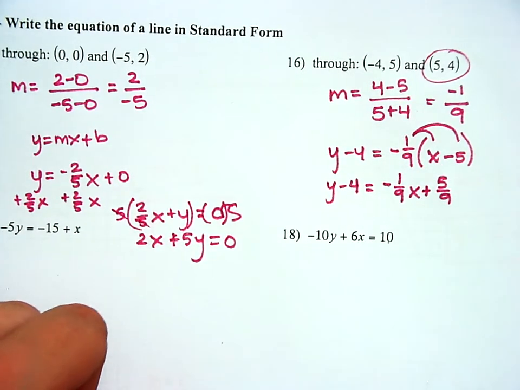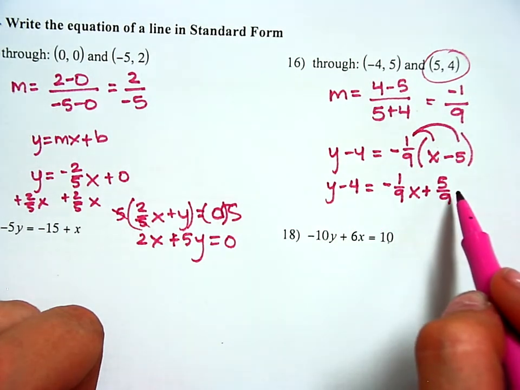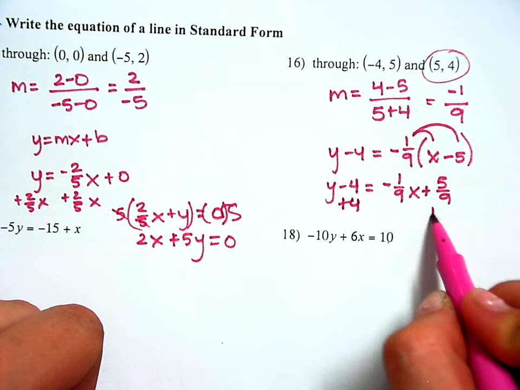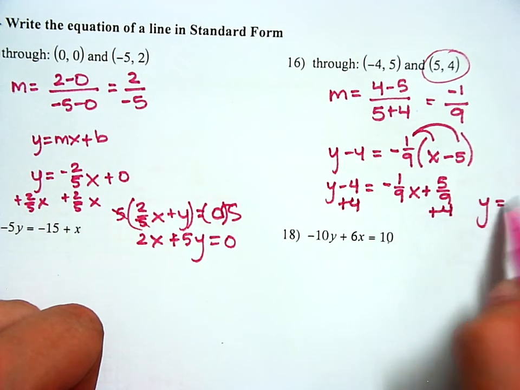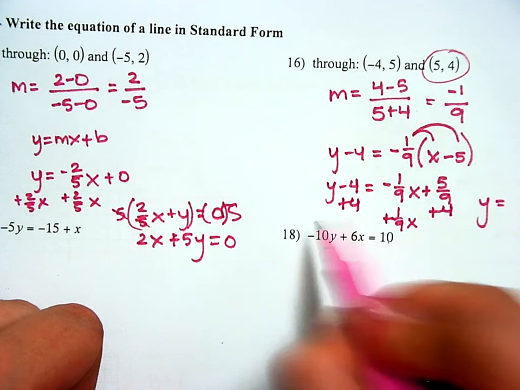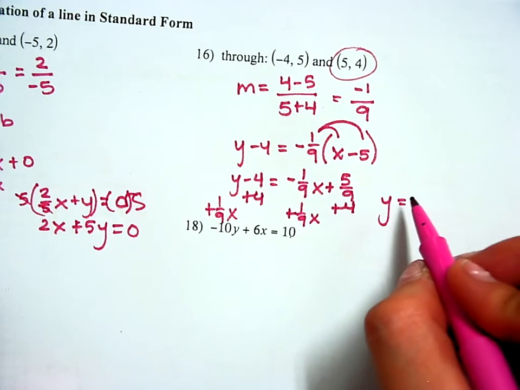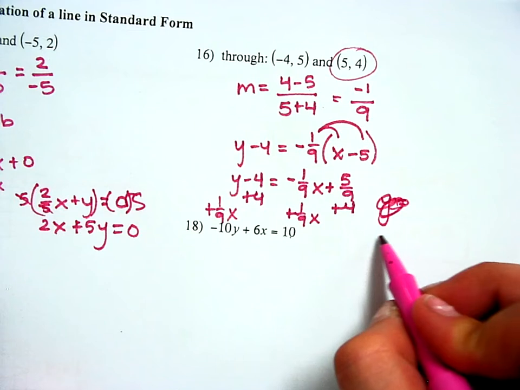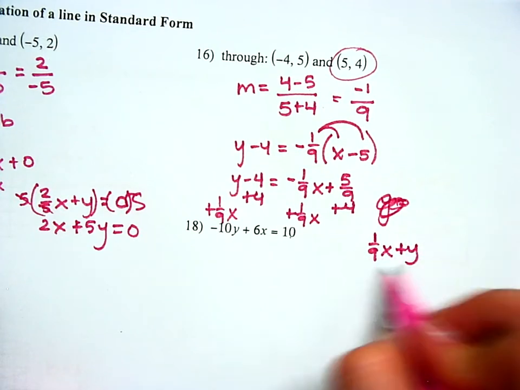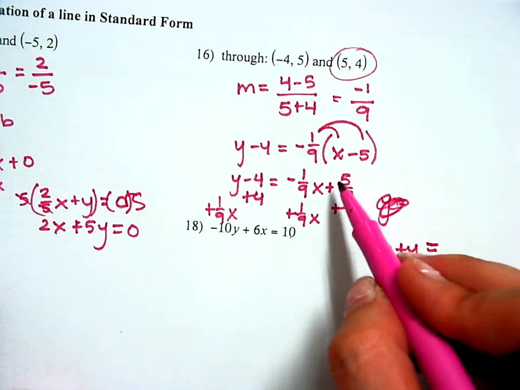All right, I'm still not quite in standard form yet. I need all my numbers on the right side, any constants. So I'm going to add 4 to both sides. So I've got y equals, and let's also add 1/9 x. I'm going to kind of do 2 steps in one. So I'm going to cross that out. I've got 1/9 x plus y, so that's on the left side of the equation. And on the right side of the equation, I have 5/9 plus 4.